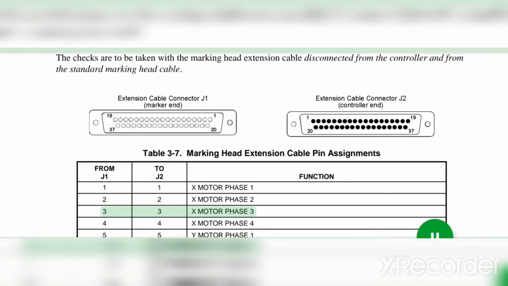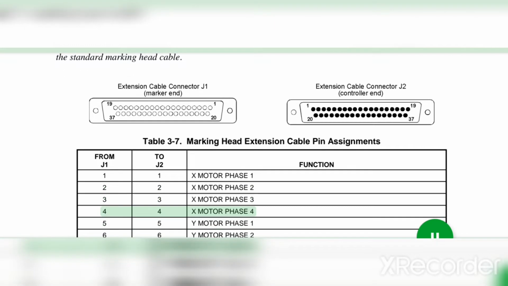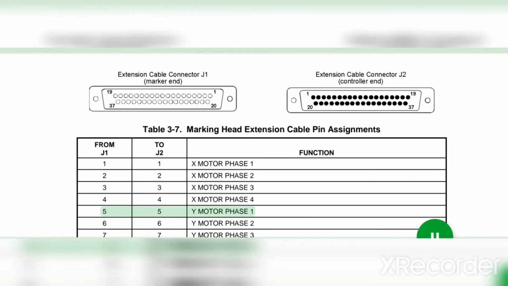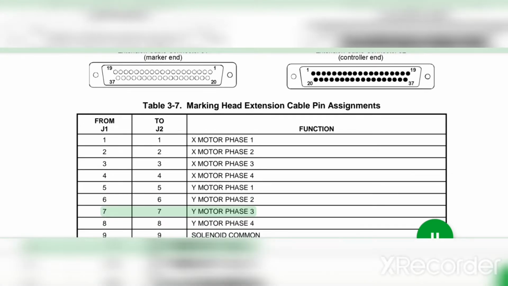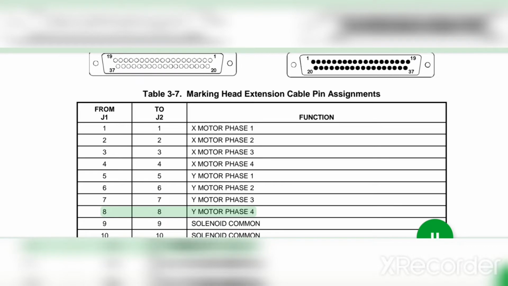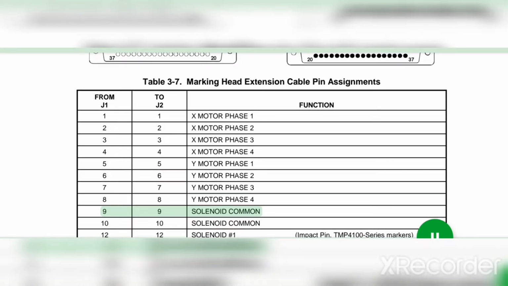2x motor phase 2. 3x motor phase 3. 4x motor phase 4. 5y motor phase 1. 6y motor phase 2. 7y motor phase 3. 8y motor phase 4. 9 solenoid common.